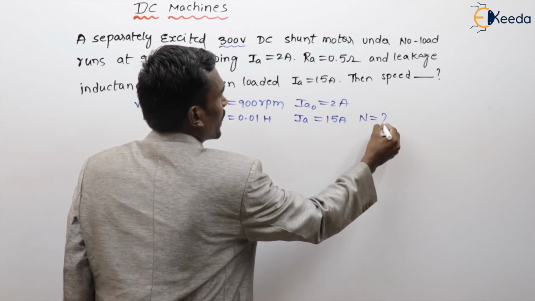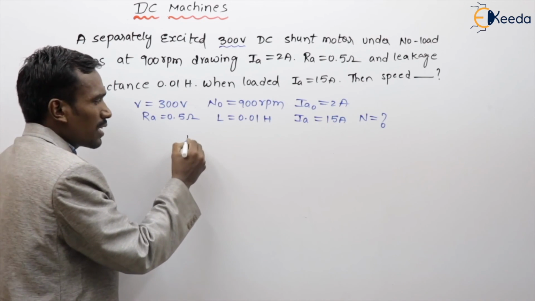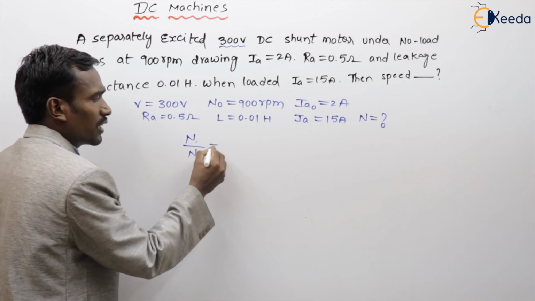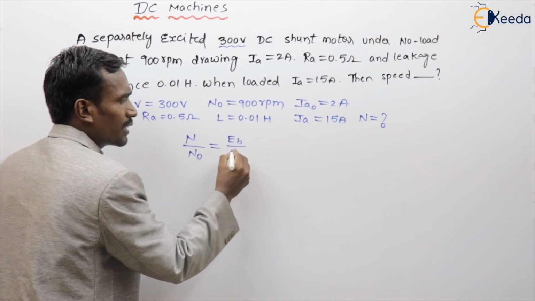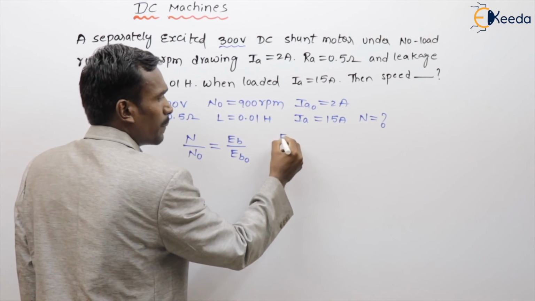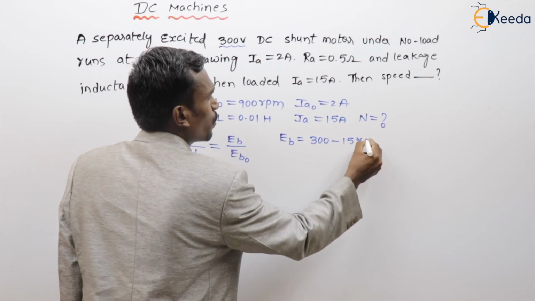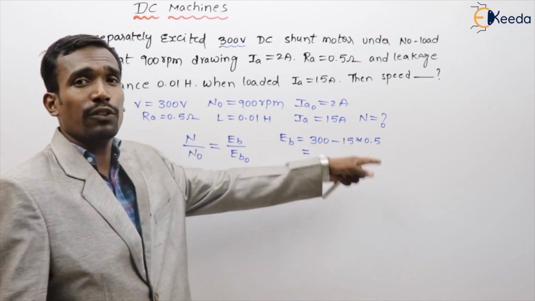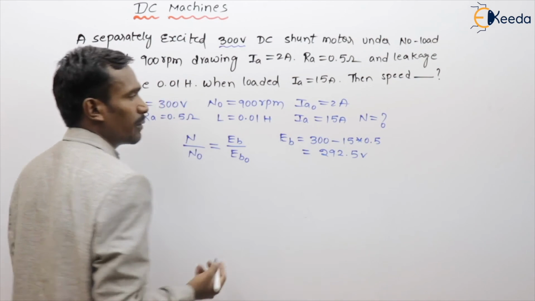And the speed at loaded condition, this is my question. I already told you the same formula. What is that? The speed at loaded condition by speed at no load condition is equal to EB divided by EB at no load condition. Can you tell me what is EB? EB is equal to V minus IA into RA, 300 minus 7.5, which is 292.5 volts. This is EB.